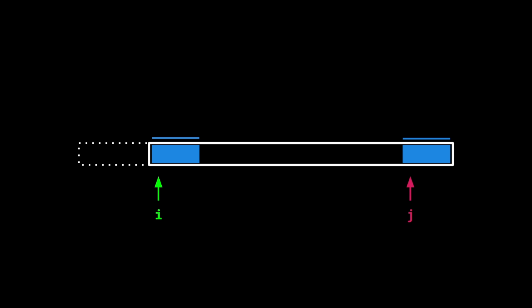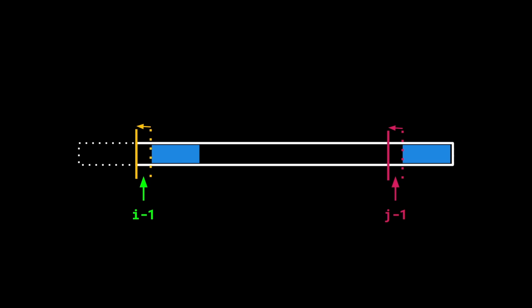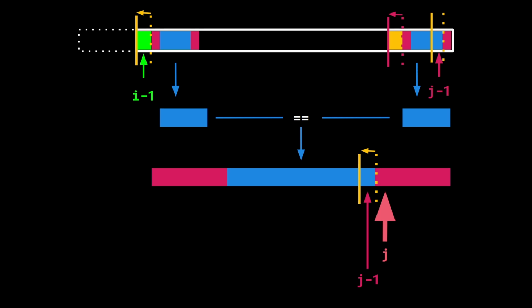Let's say that we know that the blue area is the border of P[I..M]. We want to find the borders of the substring P[I-1..M]. So we compare P[I-1] with P[J-1]. If they are different, we want to find the borders of the previous border, so we can compare P[I-1] with the character on the left of the right border. And we want this character to be P[J-1], meaning that the character on its right is P[J], which is also the beginning position of the right border.